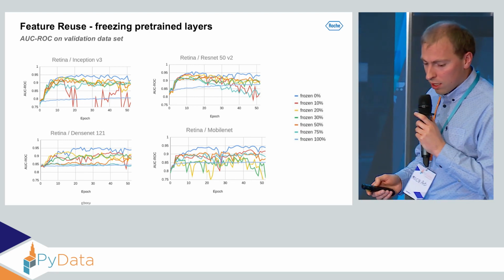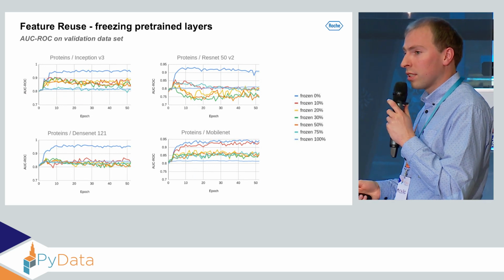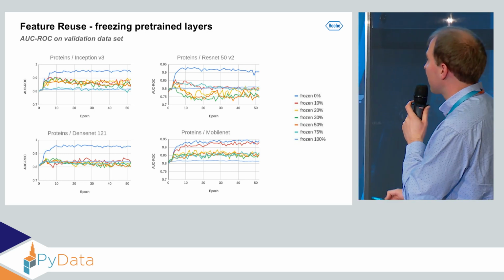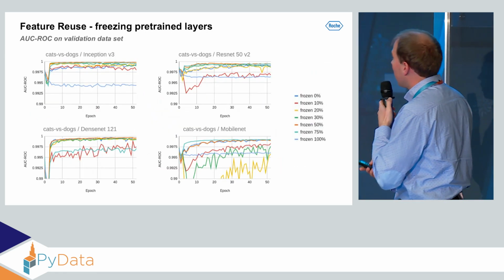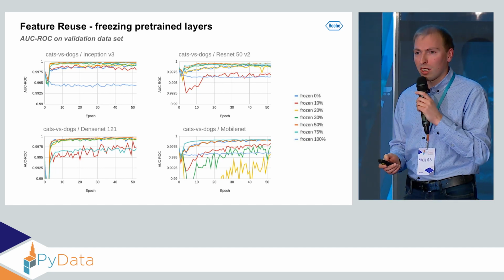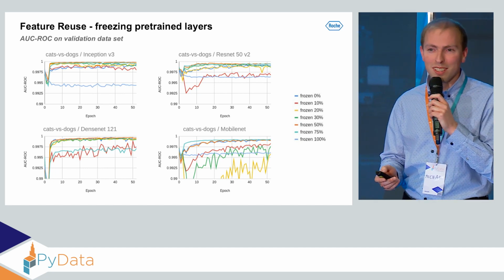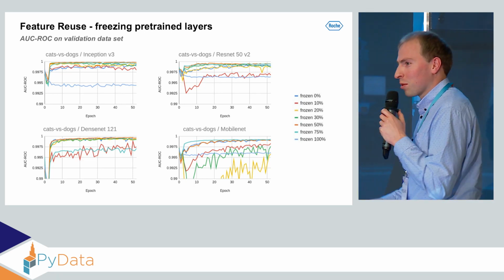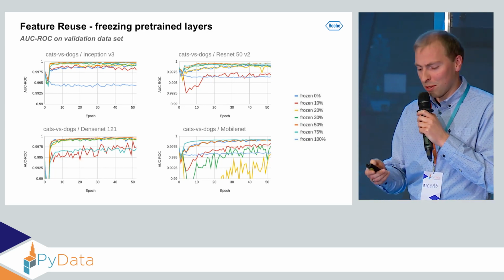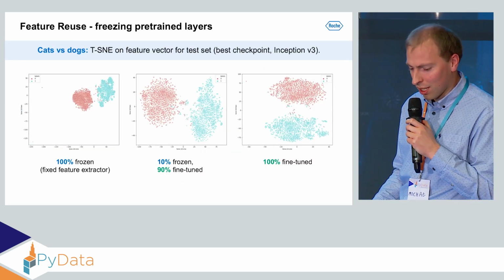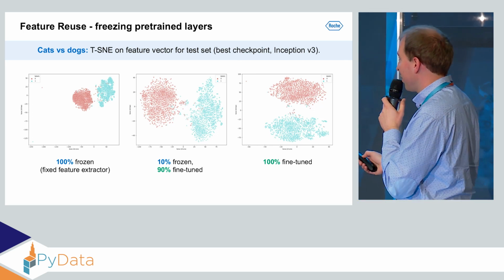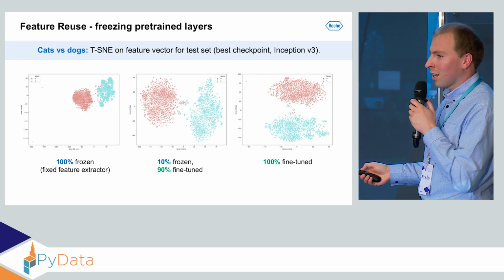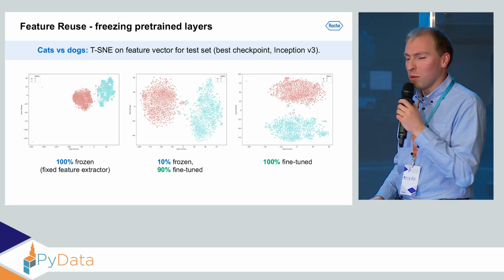Just to mention, the results for the other healthcare datasets are very similar, so the conclusions are basically the same. Things look very different for the cats versus dogs dataset, where regardless of the number of frozen layers, the network was extremely good at distinguishing between cats and dogs. And if we visualize this, we can again see that even if we freeze all the layers in the network, the model is actually perfect at distinguishing between these two classes.